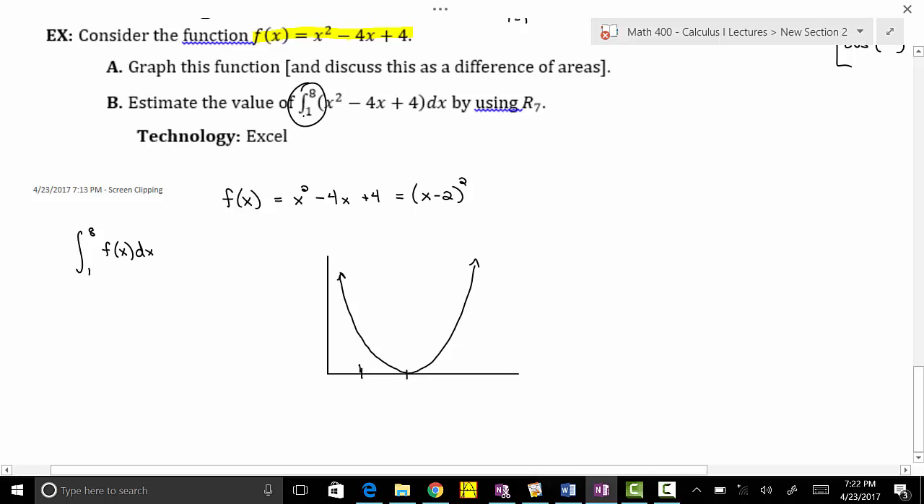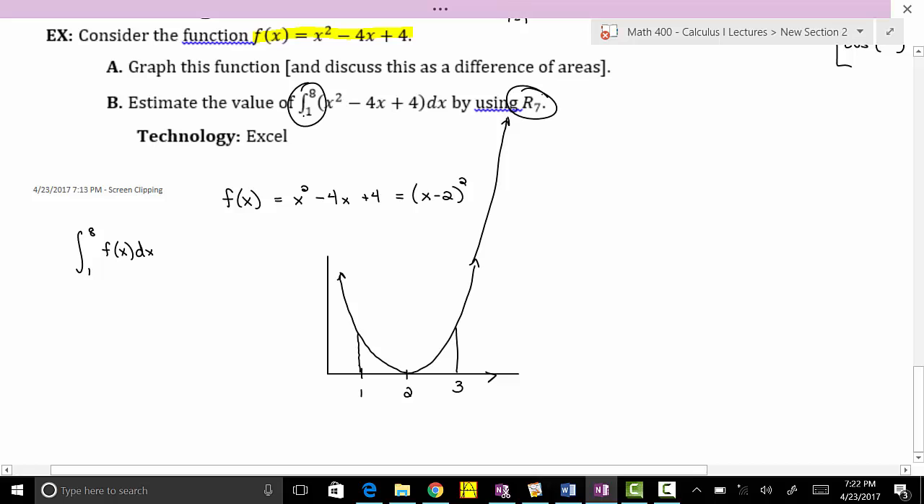Well, this is 1 right here. Here's 2. Here's 3, and so on and so forth. And 8, I mean, that's going to be way over here. Way far over there. But they want us to take 7 slices to do this. Okay, and right endpoints, by the way, R sub 7. So I'm going to approximate this using right endpoints and 7 slices.